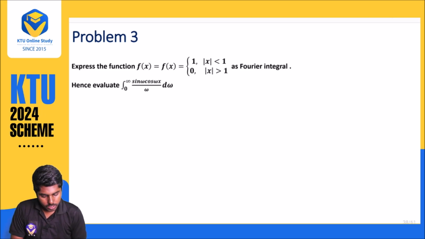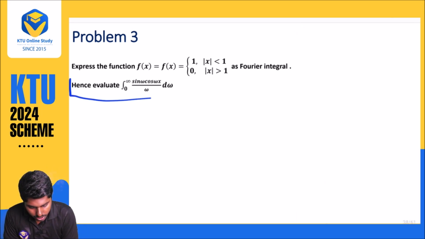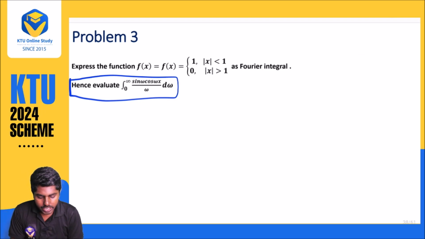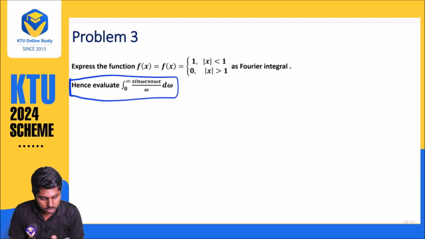So problem number 3. Same method only, same formula only. But here the extra thing they have asked is "hence deduce". That is, after identifying the Fourier integral formula and substituting, we want to identify what our f of x value is. The procedures are the same, and this is an extra thing we want to identify. We will solve this up. Express the same thing only.